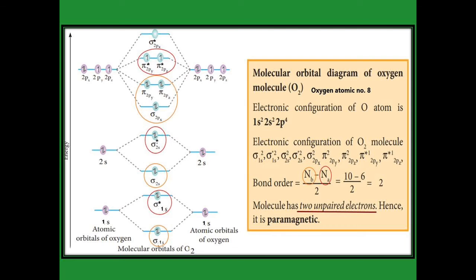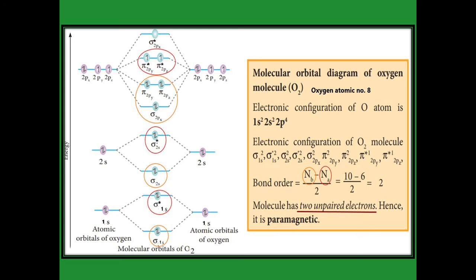So 4 plus 4 is 8 electrons. Those 8 electrons fill sigma 2px first with 2 electrons, afterward 4 electrons in pi 2py and pi 2pz, and afterward 2 electrons. Those 2 electrons go based on Hund's rule: first pi star 2py contains 1 electron, afterward pi star 2pz 1 electron. It is based on Hund's rule.